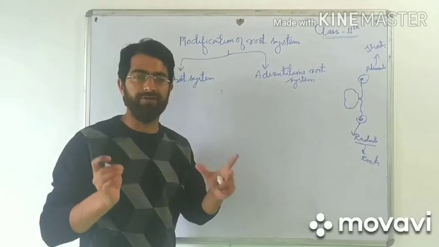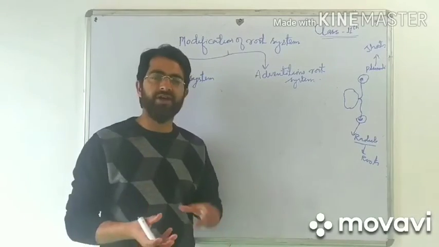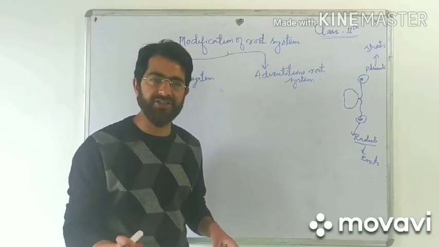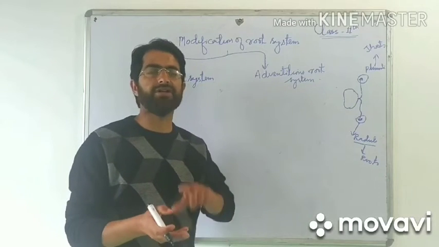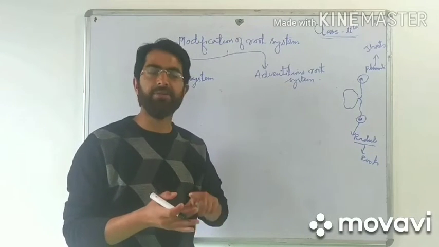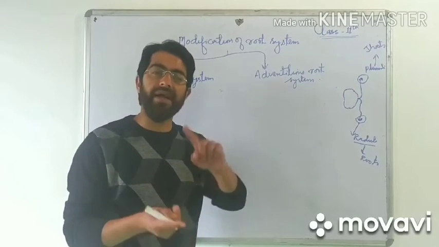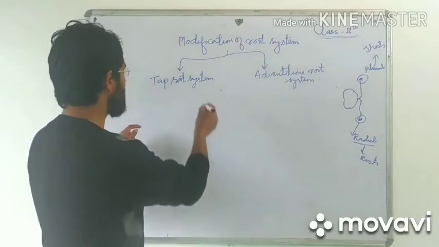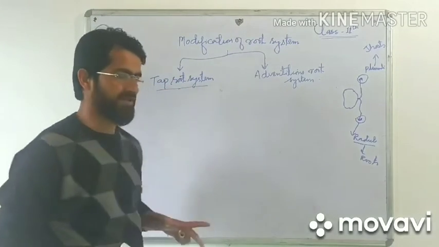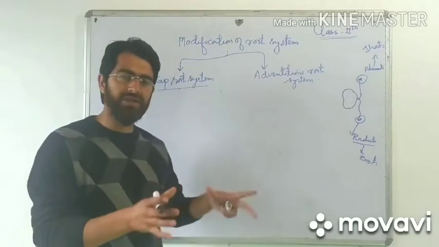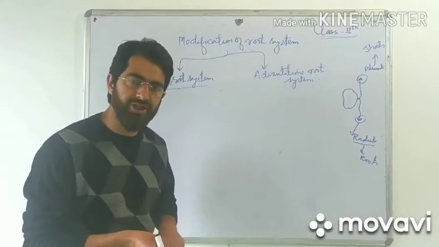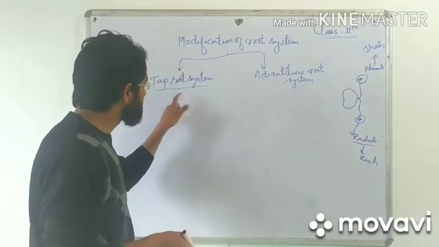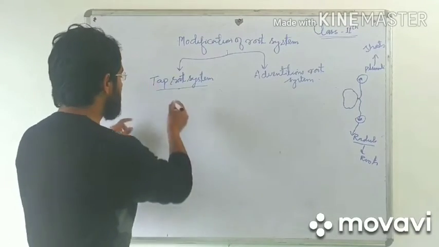Now we will discuss modifications. As you all know, modifications are changes in normal structure to perform some secondary functions. Those secondary functions may be storage, photosynthesis, respiration, mechanical support, and some others, even parasitic. First, we will start with the taproot system. The taproot system normally performs fixation, absorption of minerals and water, and prevention of soil erosion, but sometimes it gets modified and performs different functions.